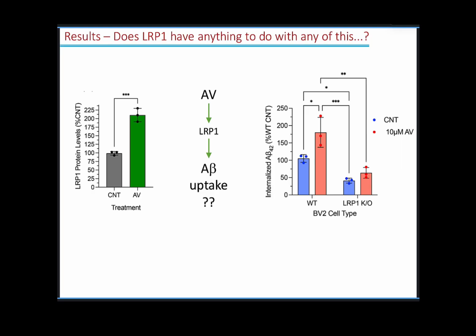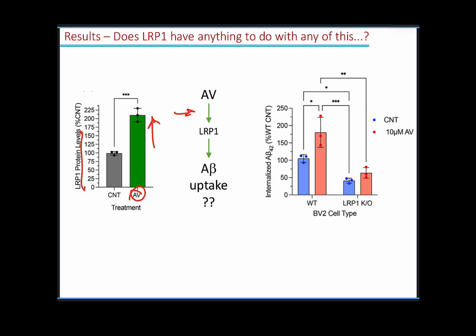To start testing this, first they said, okay, let's look at that first leg of the pathway. Can AV treatment induce LRP1 activity somehow? And lo and behold, when they treat cells with AV, there is a significant increase in LRP1 protein levels. Cells are making more LRP1. So that tests the first leg.